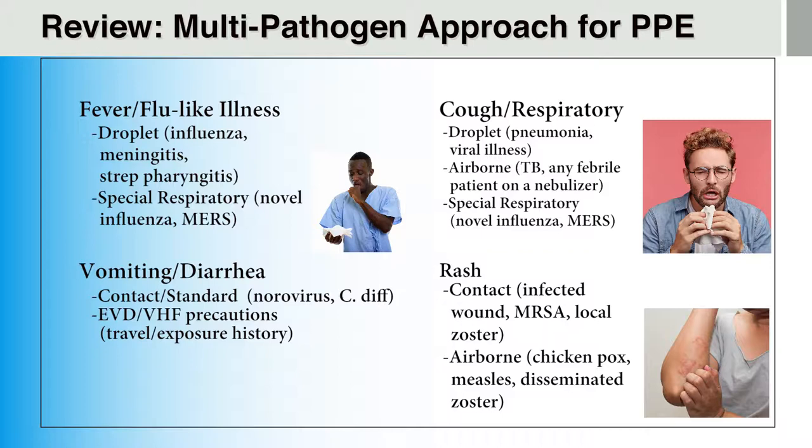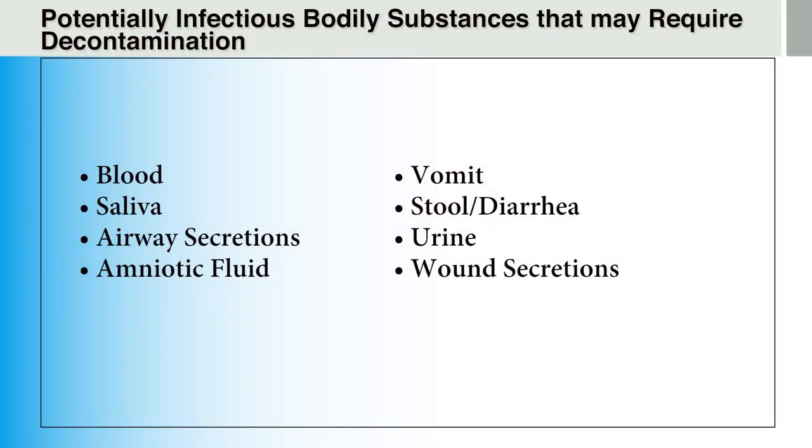For example, after transferring care of a patient with C. diff, the provider should take extra care to wash their hands with soap and water instead of just alcohol-based hand sanitizer prior to returning to service. The substances which providers could be exposed to that may potentially carry microbial diseases include blood, saliva, airway secretions such as mucus, amniotic fluid, vomit, feces, urine, and wound secretions.